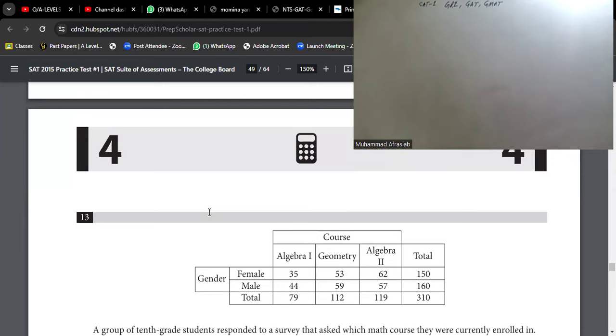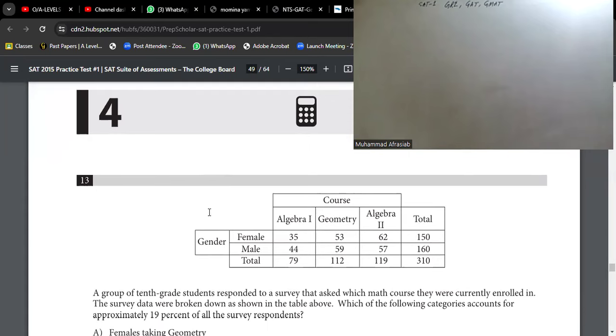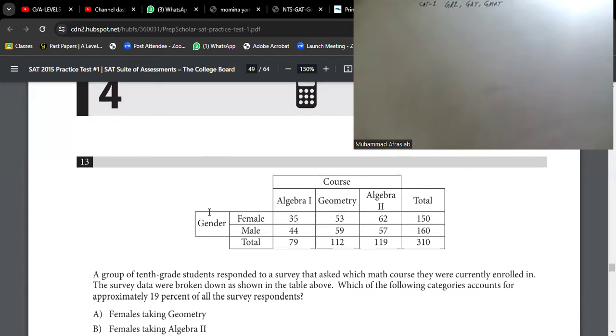There are two categories, female and male, with three parts of this subject: algebra 1, geometry, and algebra 2. And the total number of students is given there. For the females the total is 150, and for the males the total is 160, and the total is 310. Now they are asking the question: a group of 10th grade students were asked in a survey which math subject they are currently enrolled in. The survey data is shown here.